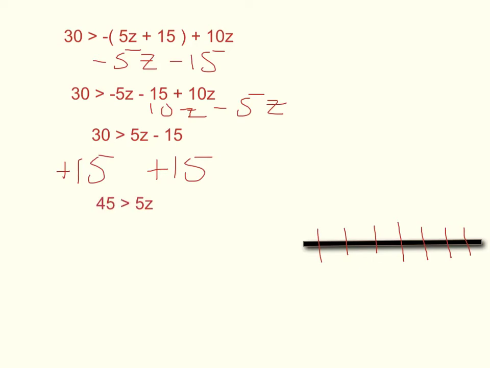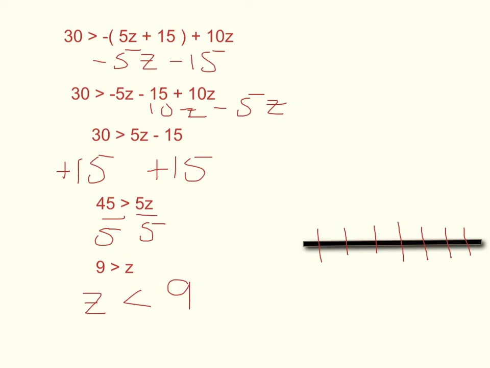So now what we have is 45 is greater than 5z, so we know we have to divide both sides by 5 to get the z alone. So we find that 9 is greater than z. To make it easier, we can flip the inequality. So since 9 is greater than z, we know z is less than 9. So now we want to do the graph.